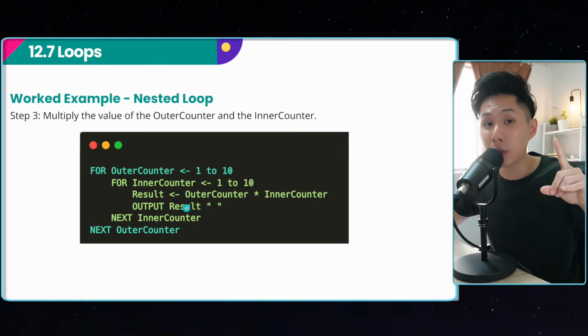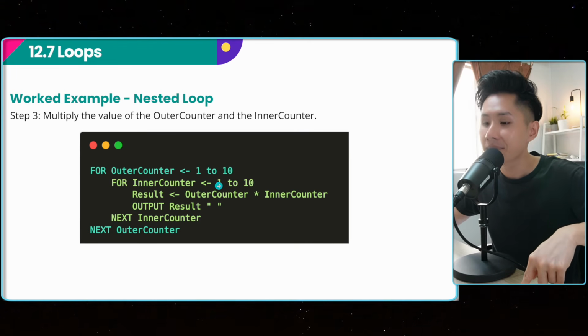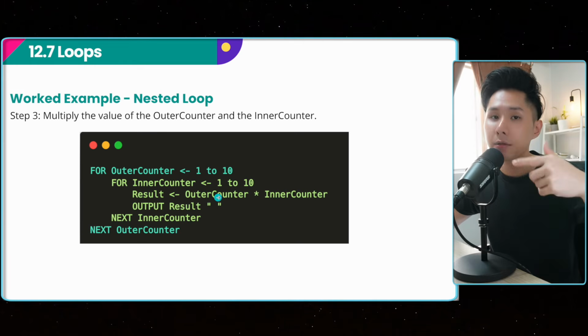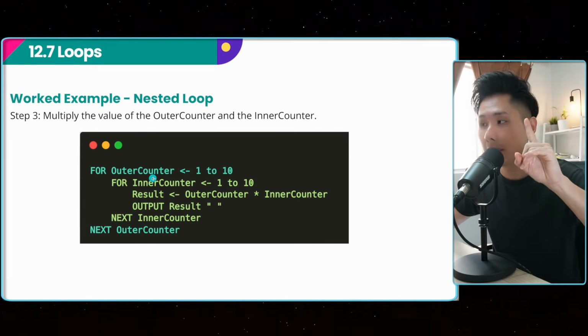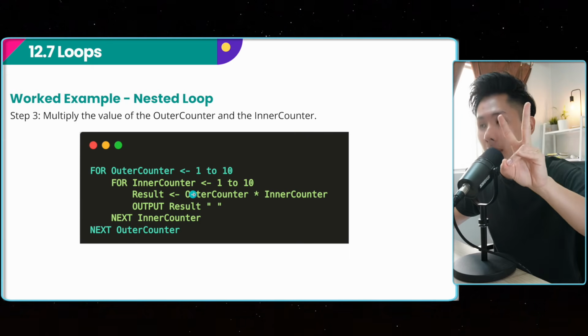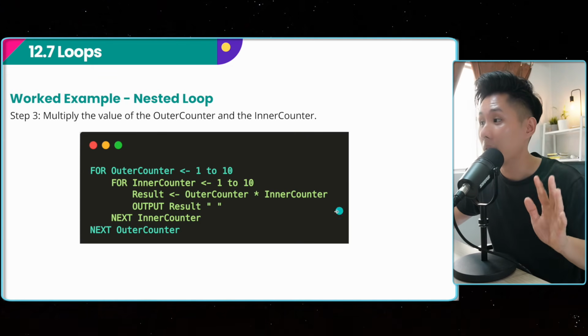So in my first iteration will be 1 times 1, since the outer counter is 1, inner counter is 1. And then the next iteration will be inner counter equal to 2, but outer counter still remains 1. 1 times 2, so I'm going to output 2, 3, 4, 5, 6, until 10. So this is how I solve it.